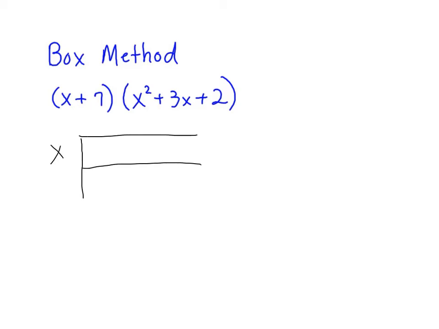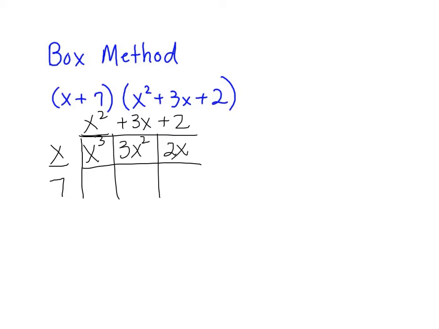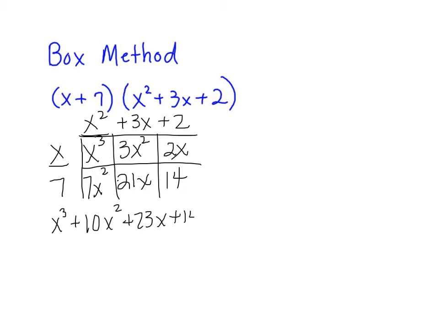So this is x plus 7 times x squared plus 3x plus 2. We are not dividing here. We're just multiplying, right? So we have x to the third, okay? And I know that x to the third is x times x squared, right? This next box is 3x squared, and then this is 2x. This is 7x squared. This is 21x, and this is 14. So my answer is going to be x to the third plus 10x squared plus 23x plus 14.